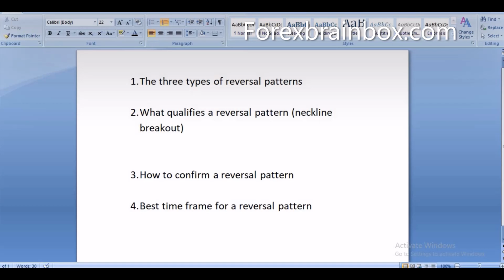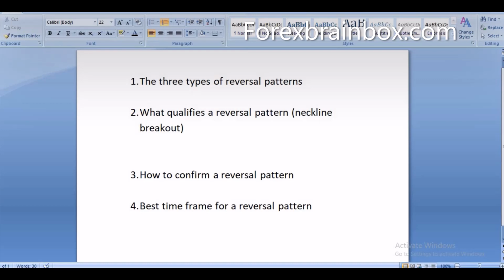So what is a reversal pattern? In terms of technical analysis, a reversal pattern is a structural formation on your forex charts that indicates a switch in trend. The idea is that the market has been trending for a while in a particular direction. So how can you tell that the market has changed direction, right?